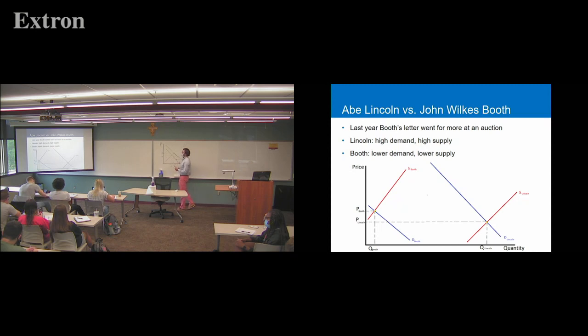Lincoln has a high demand, but also a high supply, whereas Booth has a somewhat lower demand, but also a lower supply. So because of that, you have these two curves. This is the supply and demand curve for Lincoln. At equilibrium, the quantity is much higher, and the price ends up being slightly lower than John Wilkes Booth right there.